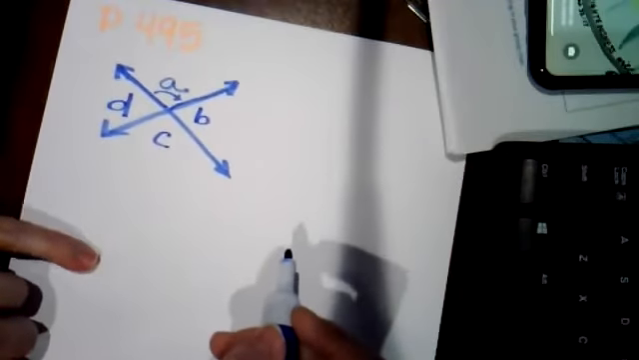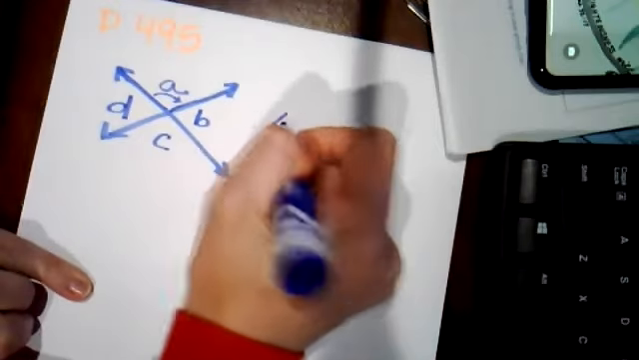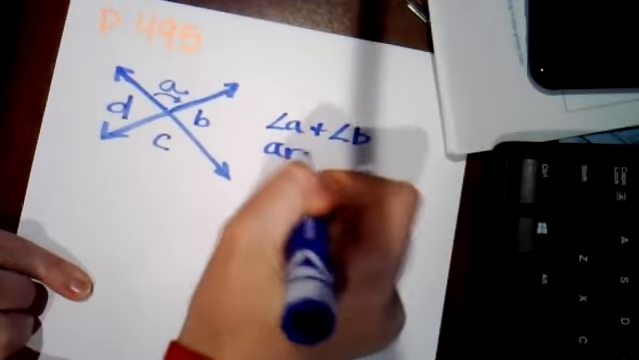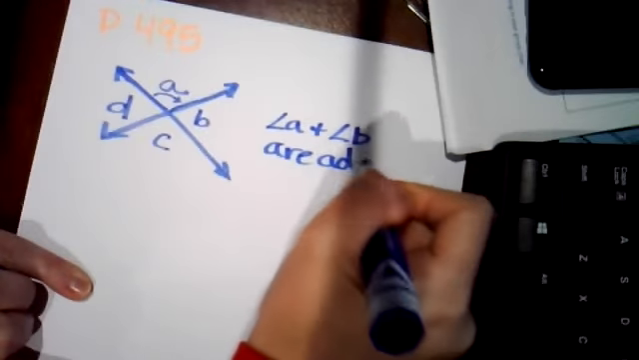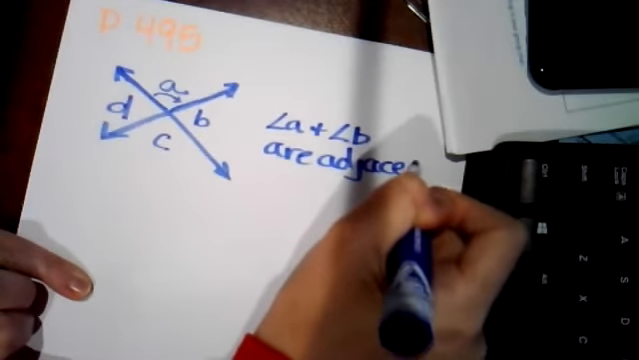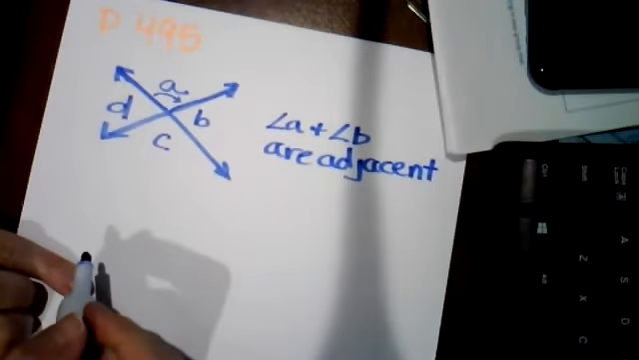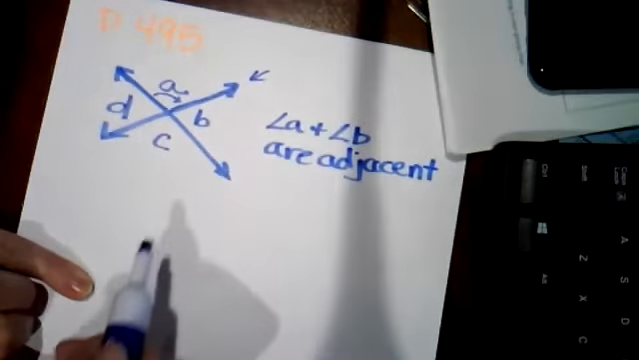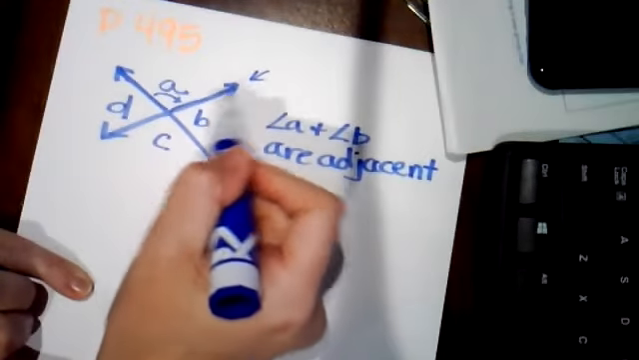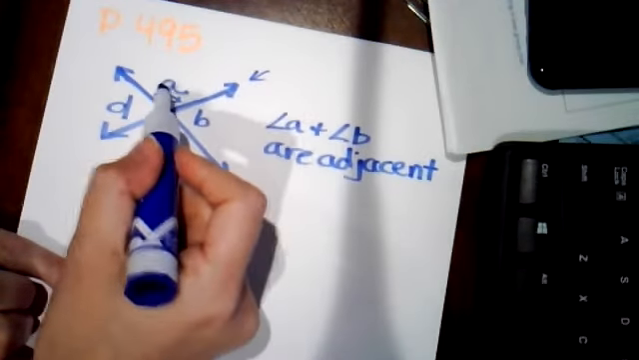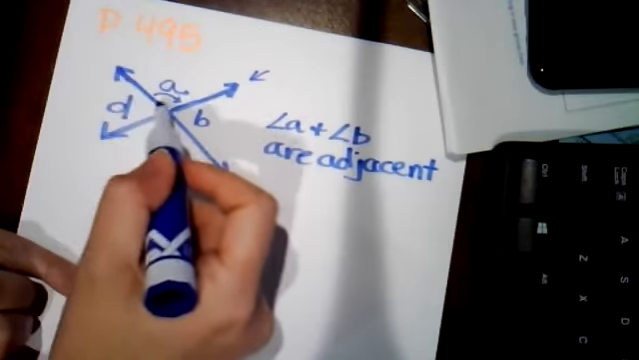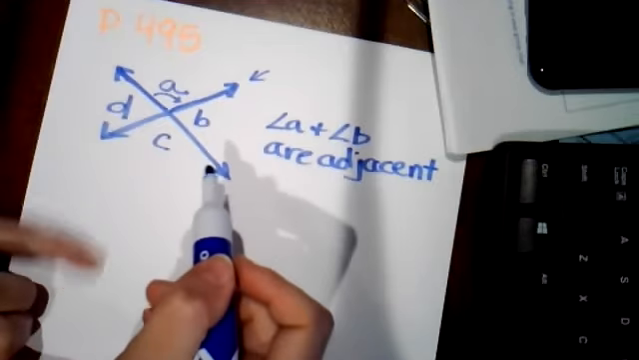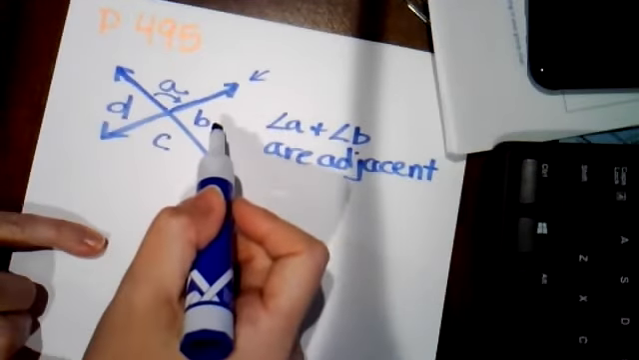All right, so I'm going to say right now that angle A and angle B are adjacent. And all adjacent means is they're next door to each other and they share a common ray. Okay, so this is the common ray right here. This ray is the common ray between angle A and angle B because it's on angle A, but it's also on angle B. All right, so this is one pair right there.